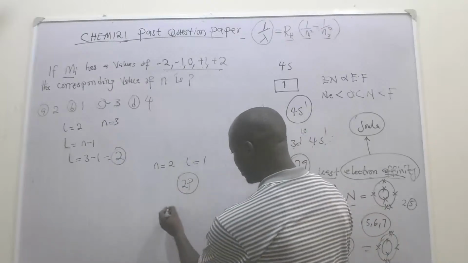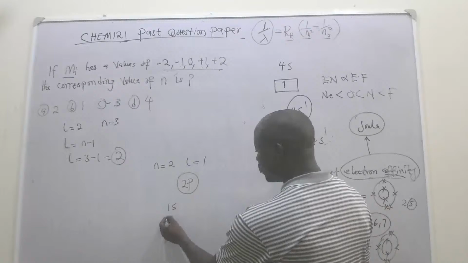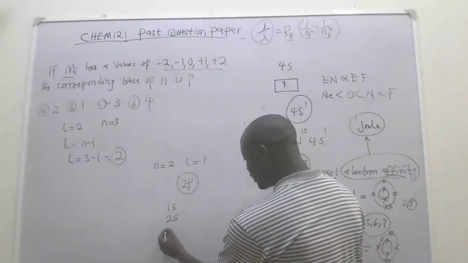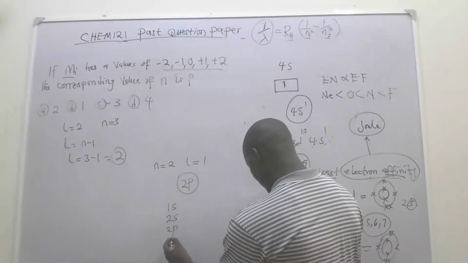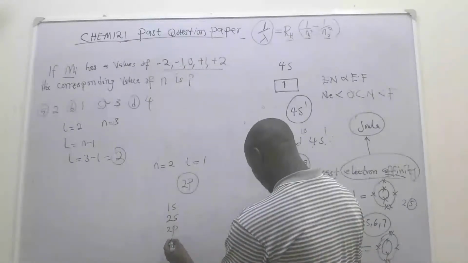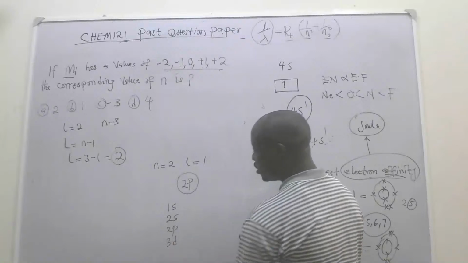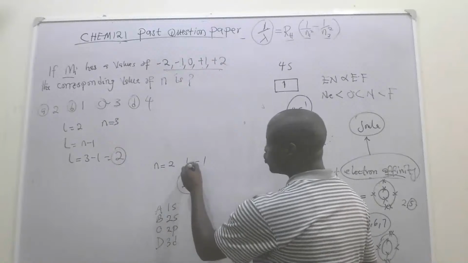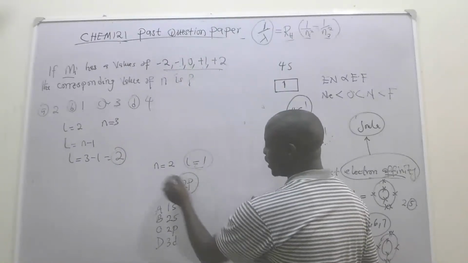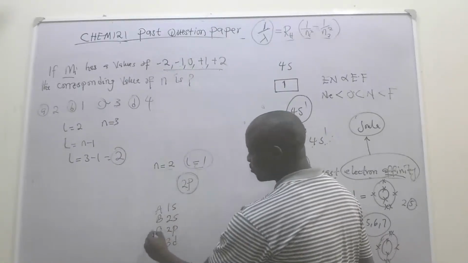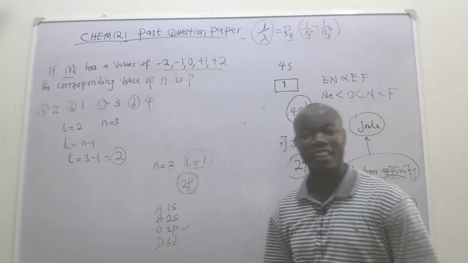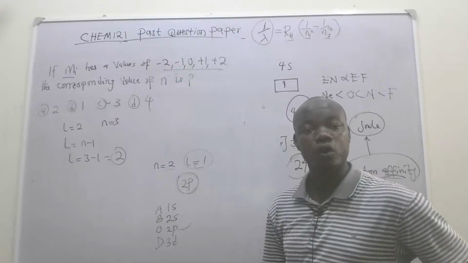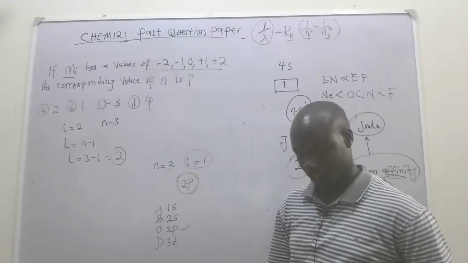And the options here, we have option A, 1s, option B, 2s, option C, 2p, and option D, 3d. So if l is 1, it means that you have p orbital, and you have your energy level as 2. So that's why you have 2p, ladies and gentlemen. I think this is clear. Are you following?